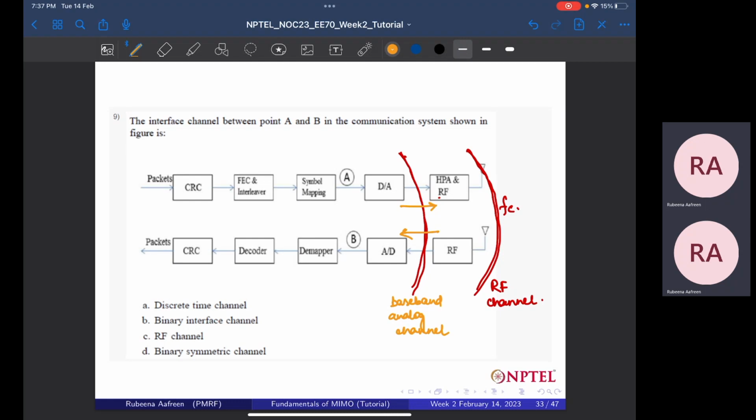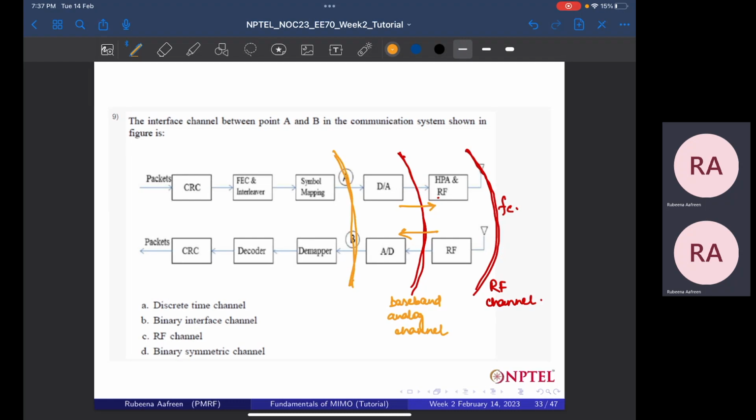Now here we see at this interface, there are symbols that are coming. Suppose QPSK symbols are there. These are going to the channel. And here also noise-added symbols are there, but they are discrete symbols only. So the noise-added symbols can be like this, but these will be discrete symbols only. So what would be the interface channel between point A and B? This will be a discrete time channel. You can refer to the previous tutorial where I have discussed this topic in detail, and you can see that the nomenclature of the channel depends on the requirements that we have. So for this question, the answer would be discrete time channel.